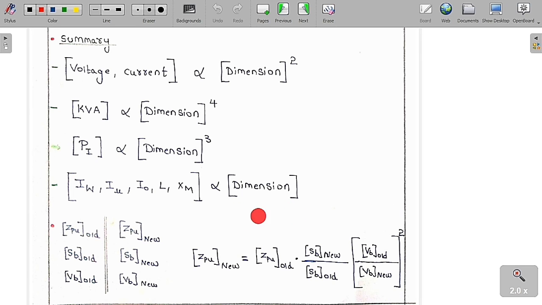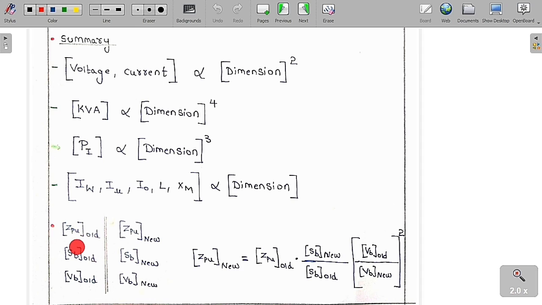So this is a very important point that you always have to remember. Voltage rating and current rating are always directly proportional to area, so therefore directly proportional to dimension square. Whereas the KVA rating is directly proportional to voltage rating into current rating, which is dimension to the power of 4. And the iron loss is always directly proportional to the volume of the core, which means directly proportional to dimension cube. And the working component or wattless component, magnetizing current component, no load current component, self-inductance and the magnetizing reactance, all are directly proportional to dimension.